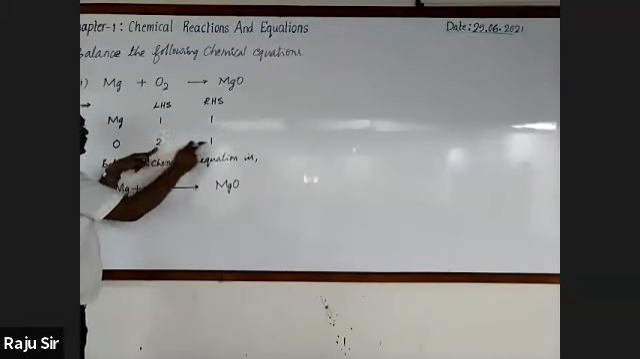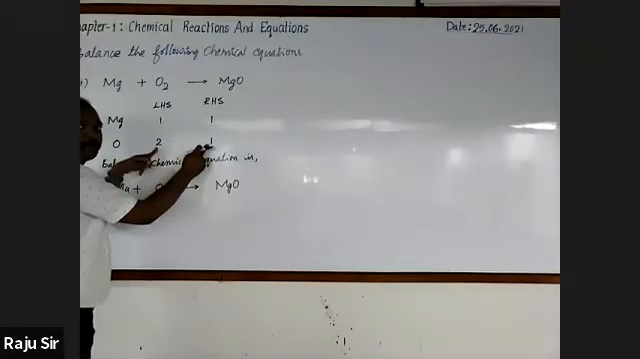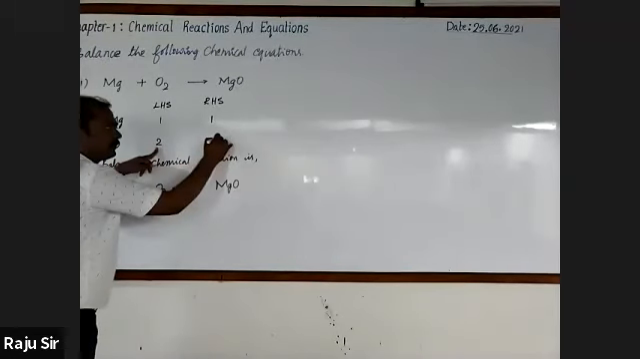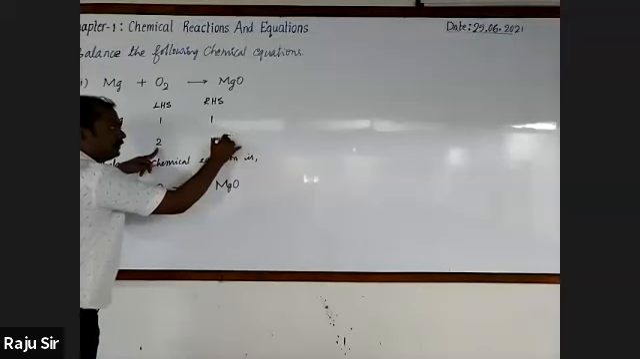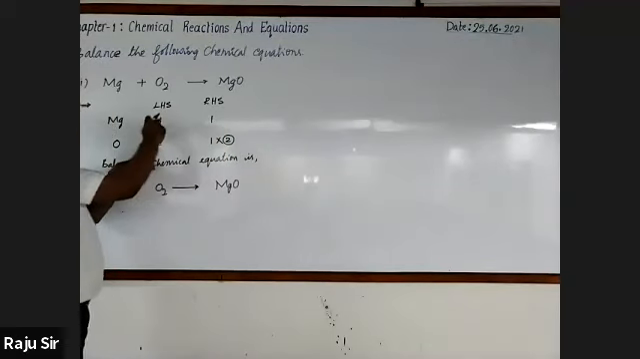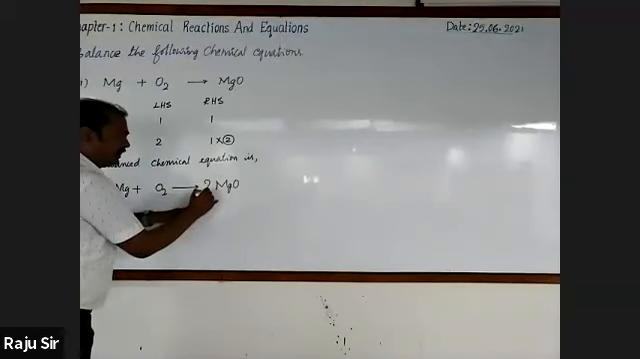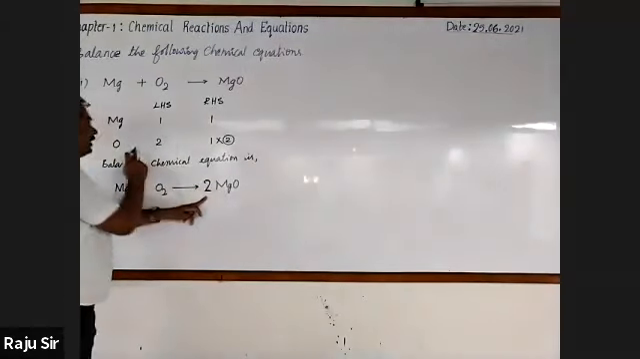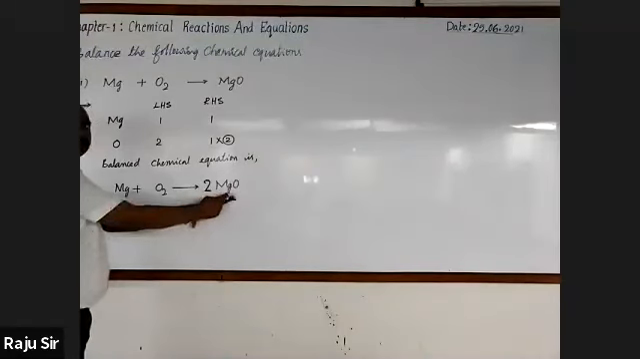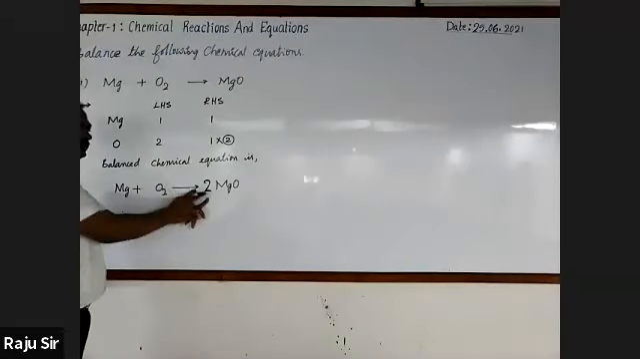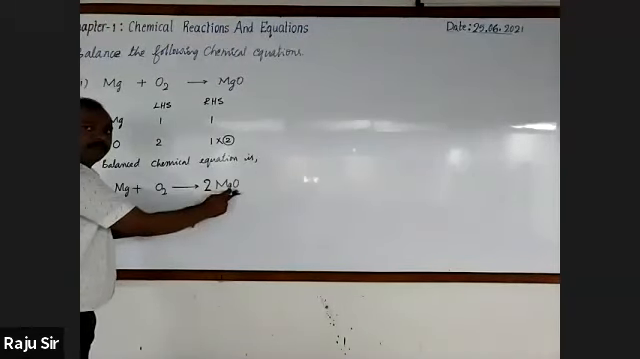Here 2 is there, here 1 is there. What should be multiplied? 2. 2 should be multiplied. Where? On the right hand side or left hand side? Right hand side, sir. Now the oxygen atom is balanced. See, here 2 atoms of oxygen, here 2 atoms of oxygen.